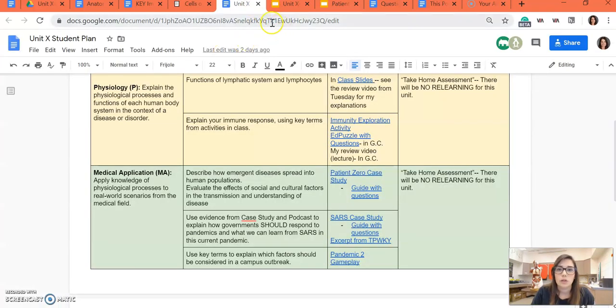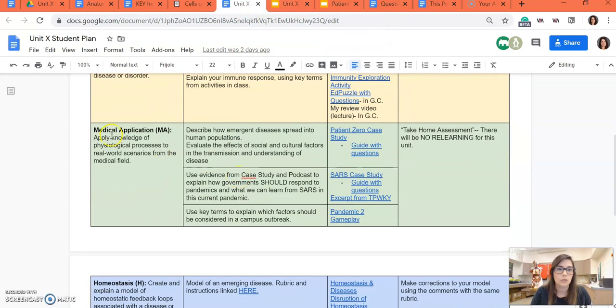All right, so next up, I'm going to explain the medical application standard, which is right here. So I'm on your Unit X student plan guide. There are 3 parts here. The first thing you are going to do for Thursday: describe how emergent diseases spread into human populations, and evaluate the effects of social and cultural factors in the transmission and understanding of the disease. So we're going to do the patient 0 case study.